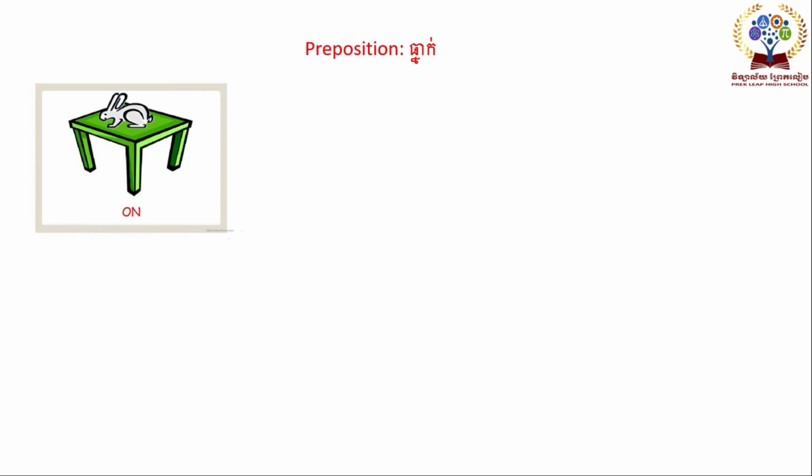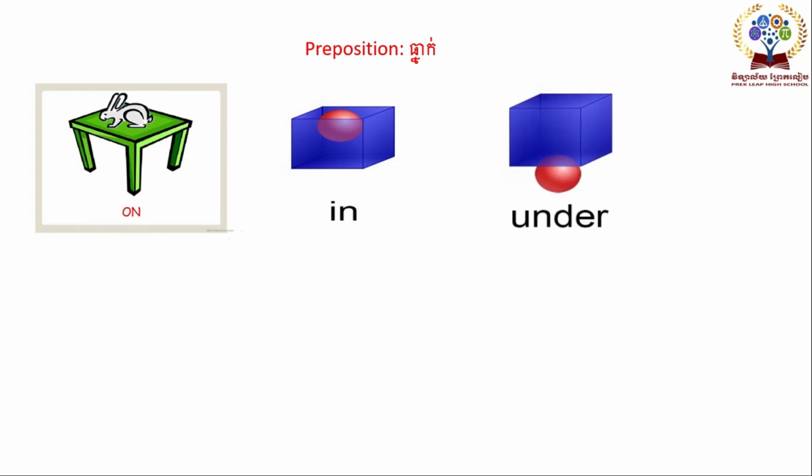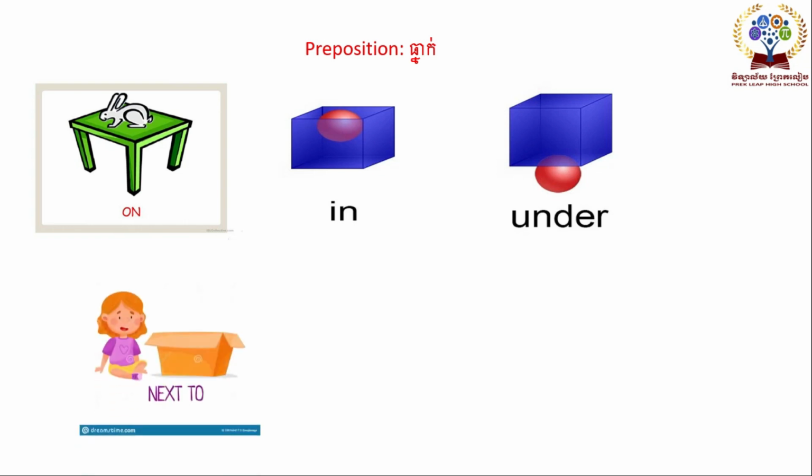For example, you see the rabbit is on the table. So the rabbit is touching the table. And in, you know that it's just inside. Under, okay, under, khang krong. And next to, when you say something is next to, it means very close, okay.